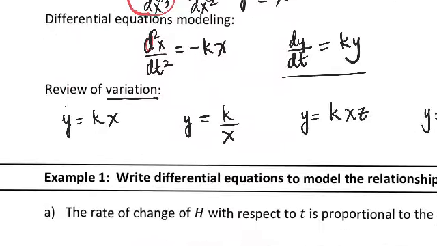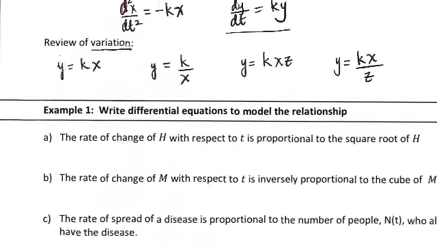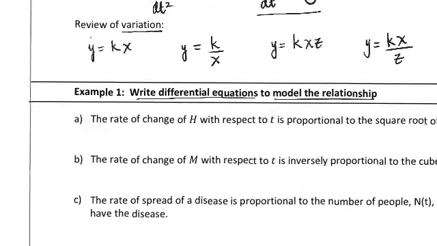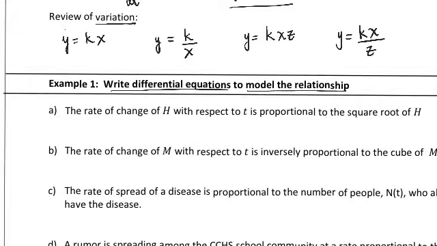And differential equations are going to often involve this idea of variation. So let's see how we can model some relationships between variables to write differential equations. So the first example here has various differential equations expressed in words, and we have to translate them to an equation. So here we begin with the rate of change of h with respect to t is proportional to the square root of h. So we literally want to pick this apart and translate the words into math.